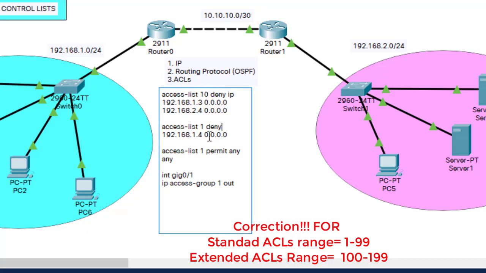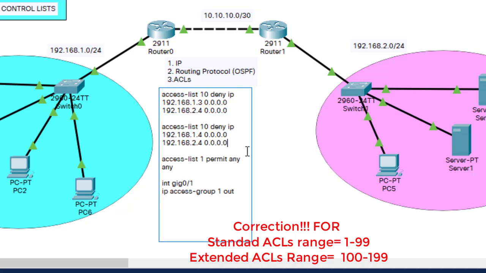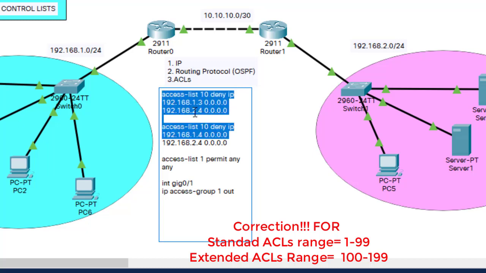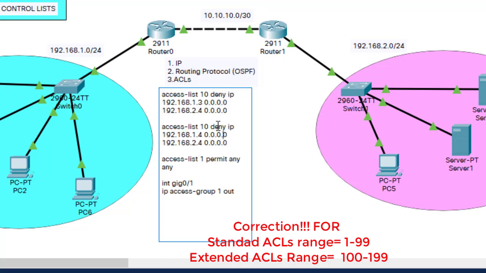It's the same thing, right? We include the same number for the access list 10. It's access list 10, deny IP, this source, as you can see, 1.4, to which destination? 2.4. So I'll just copy and paste. So these two source IP addresses will not be able to access this server here, because the rules specified that they should be denied.